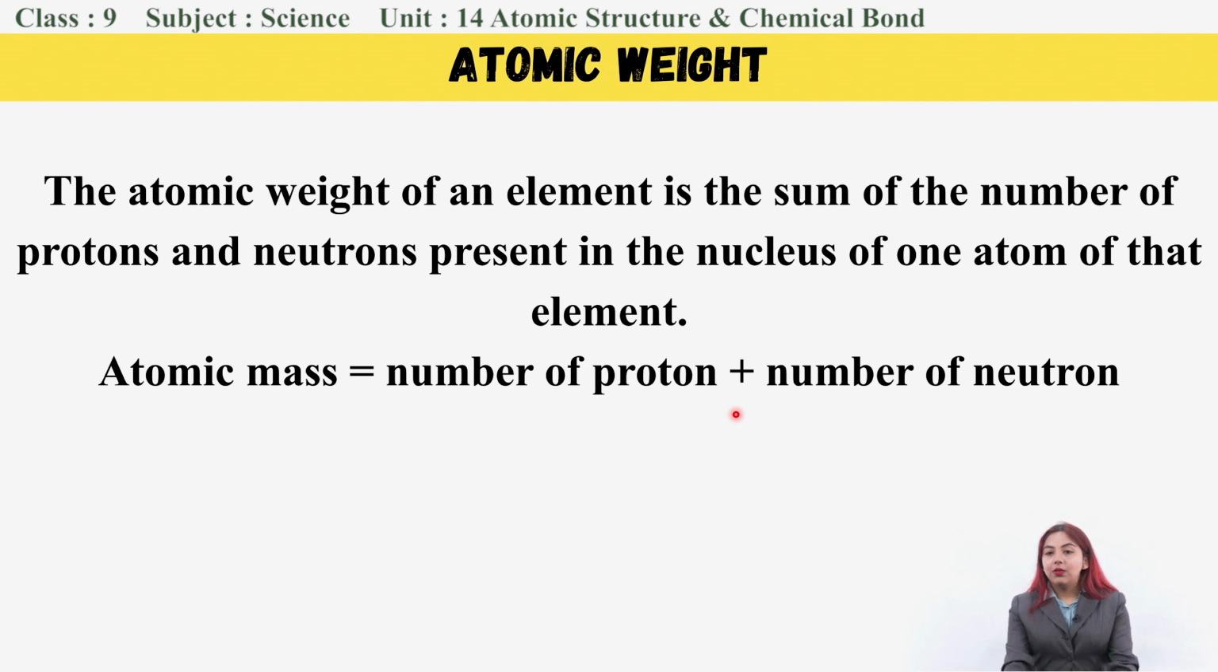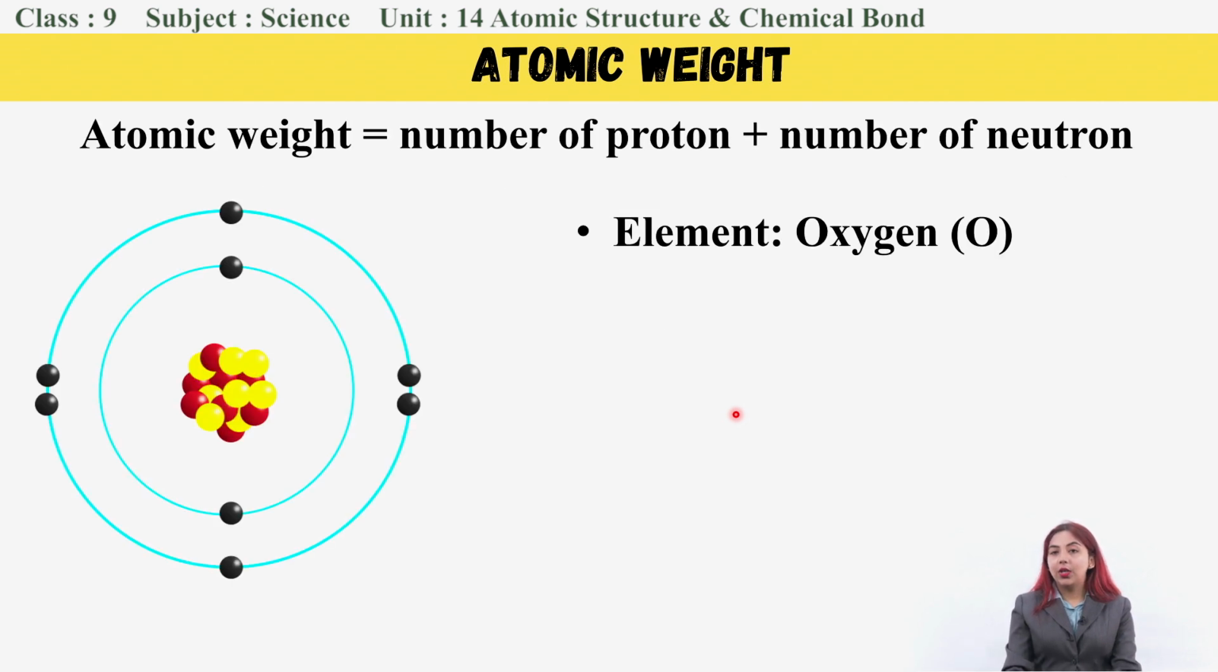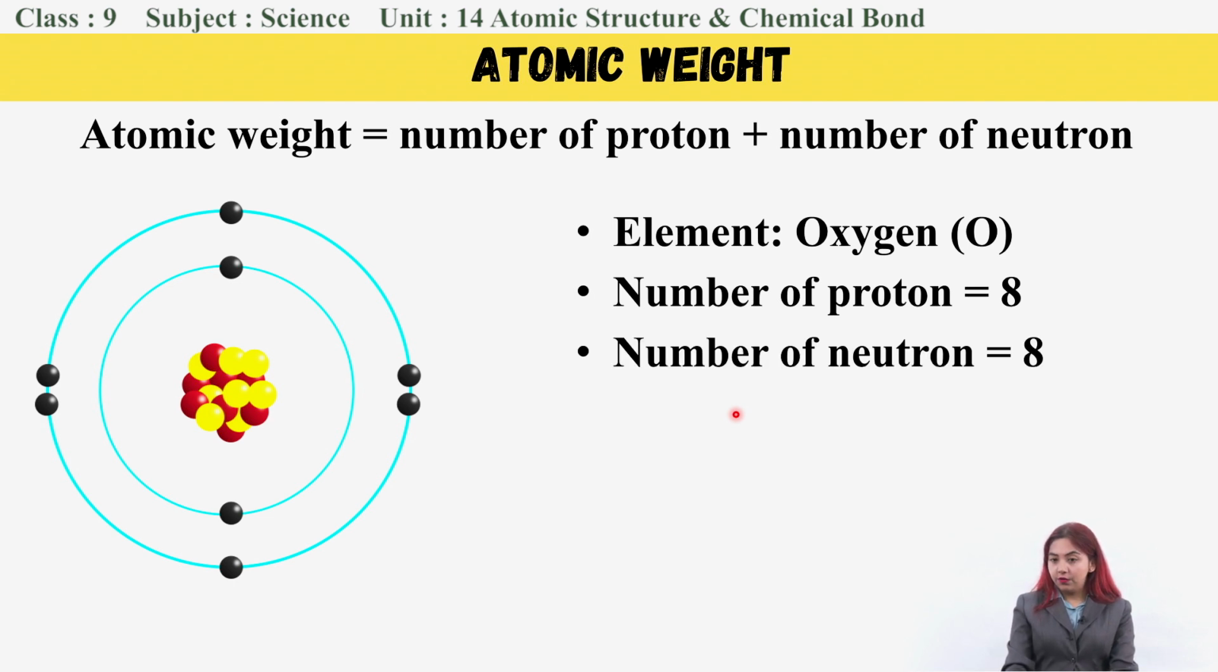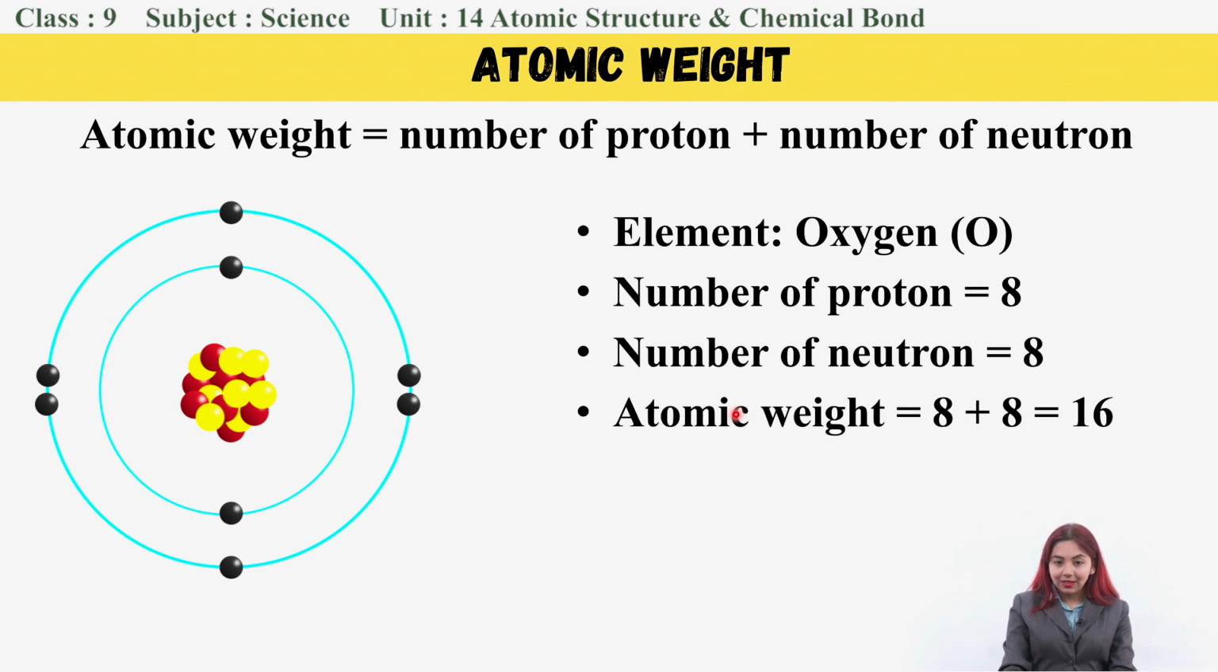Now let us try to calculate the atomic weight of some elements. Take the element oxygen. We all know that oxygen has 8 protons. It has 8 neutrons. So the atomic weight is, yes, 16, because atomic weight is the sum of the number of protons and neutrons. So 8 plus 8 is 16.